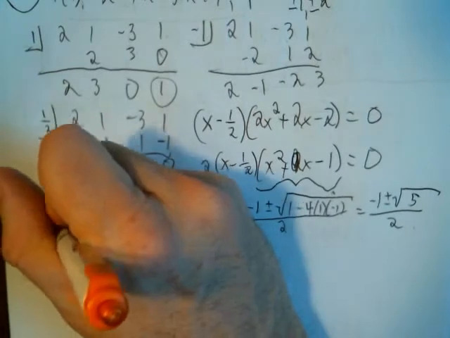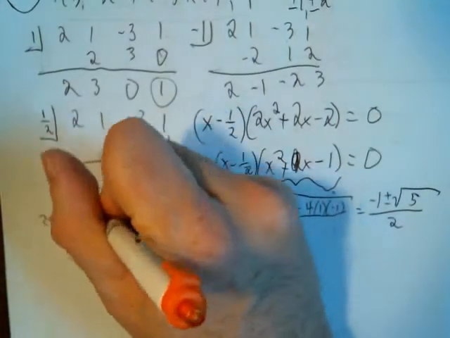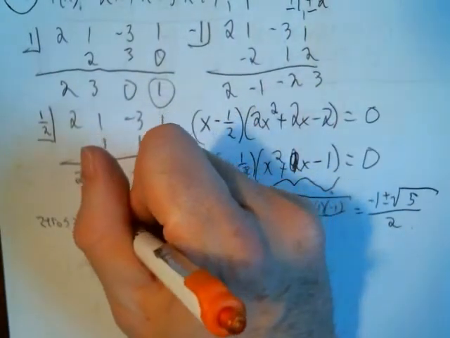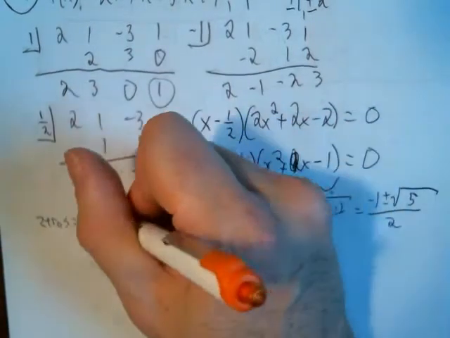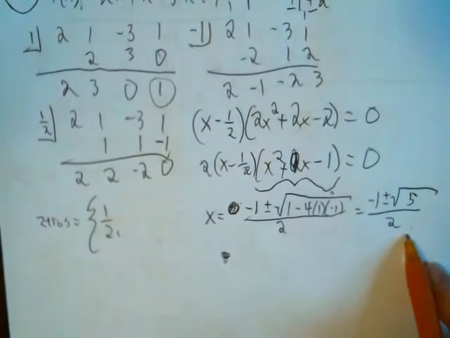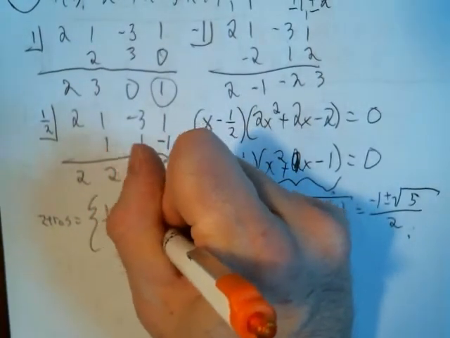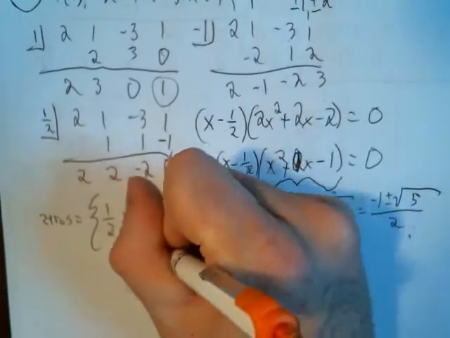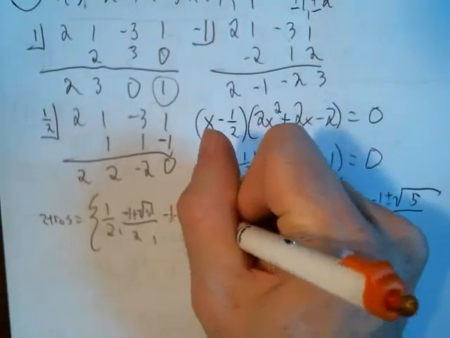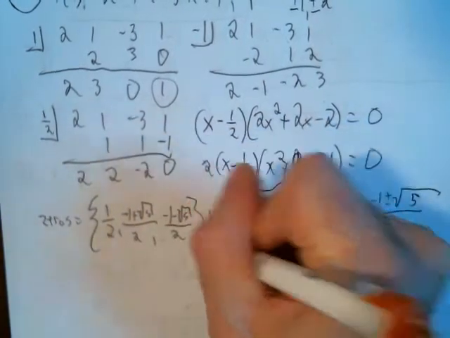So our zeros then, in this case, we have 1 rational 0. So what did we decide that was? 1/2. And then we have 2 irrational zeros. So -1 plus radical 5 over 2, and then -1 minus radical 5 over 2. And that'd be it.